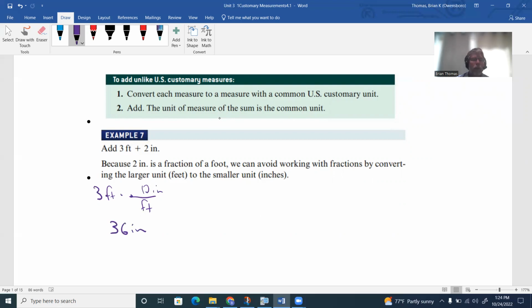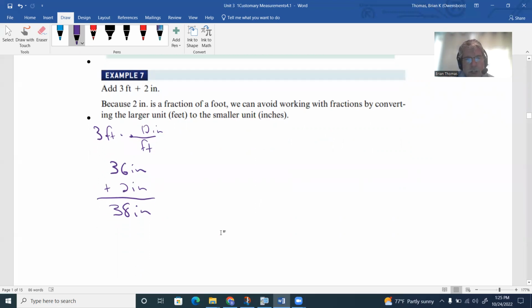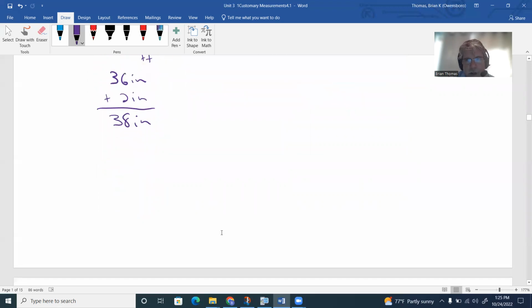We may have already known that just by looking at it. So if I have 36 inches, I can now add that to the 2 inches, and that becomes 38 inches. That's how we can add unlike units: put them in the same unit and then add them together. If we're asked to change that into standard notation, we would have to do that, but most often I don't think they ask us to write that as standard notation. If they do, then that would not be the final answer.